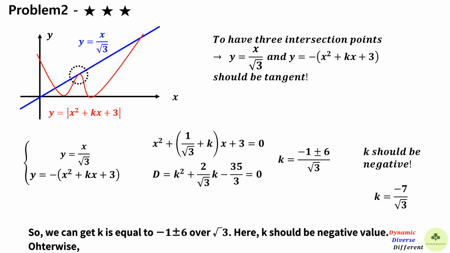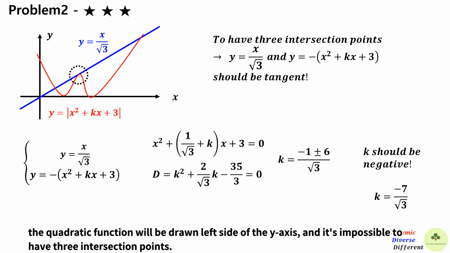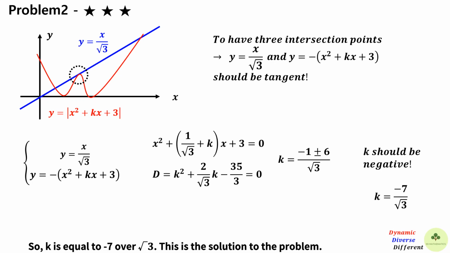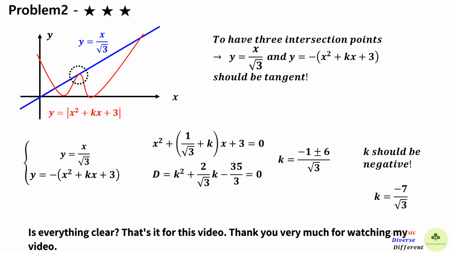Here, k should be a negative value. Otherwise, the quadratic function will be drawn on the left side of the y-axis and it's impossible to have three intersection points. So, k is equal to minus 7 over square root 3. This is the solution to the problem. Is everything clear?